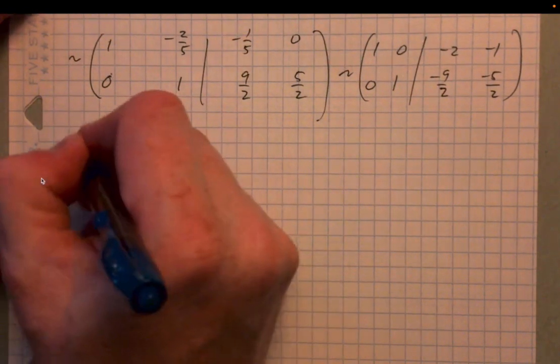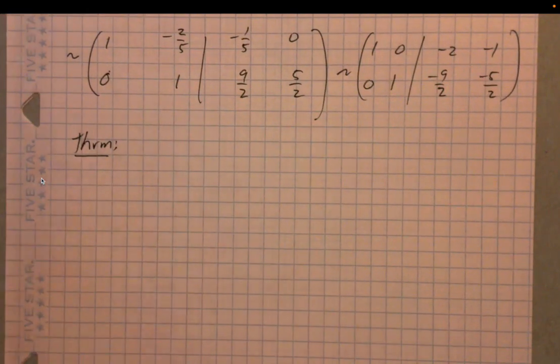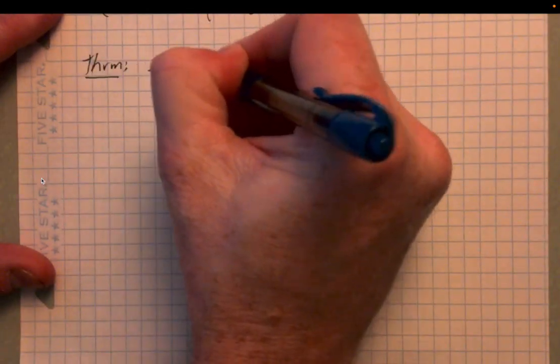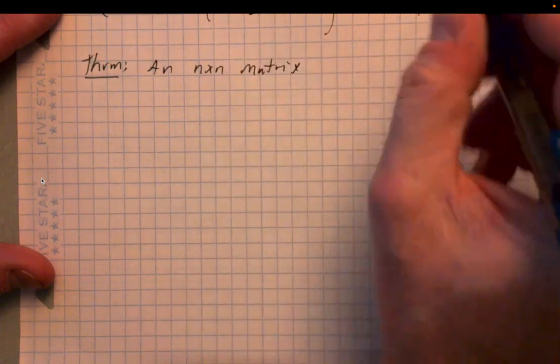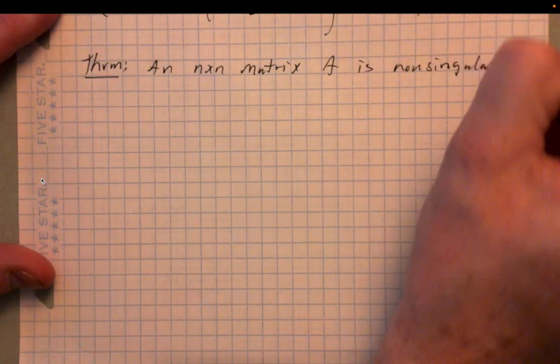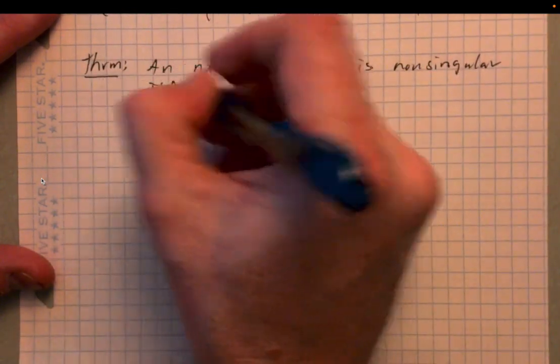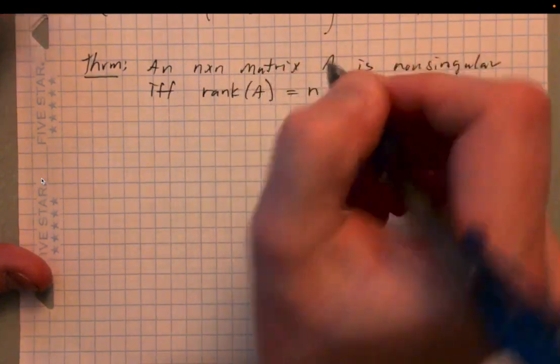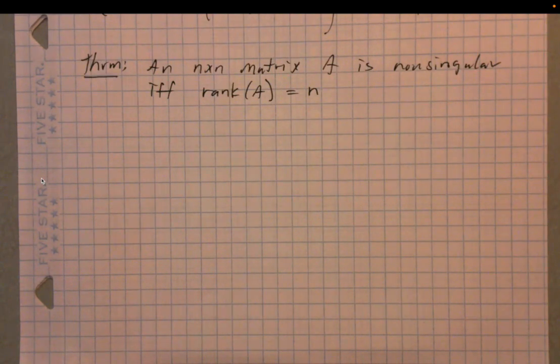Another theorem. So this one kind of follows from the general method that we just described, and I think I even said it as I was describing the method to you. But an n by n matrix A is non-singular if and only if the rank of A is equal to n. Right? It has to be a full rank matrix in order for it to have an inverse.